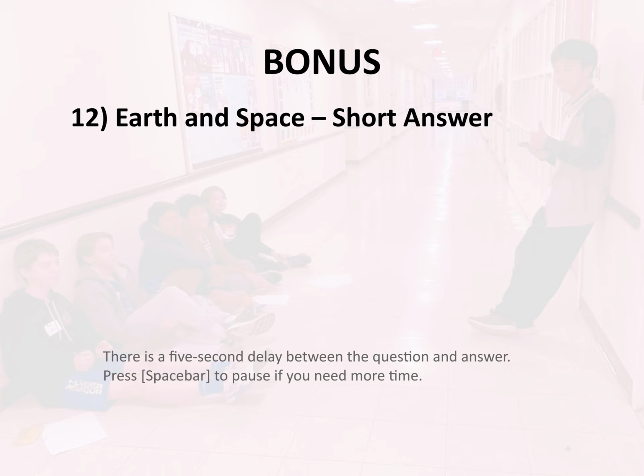Bonus 12. Earth and space, short answer. An alien astronomer is observing our Sun as a flat disk with a temperature of 5,800 kelvins when Jupiter passes in front of it. Given that the Sun has a radius of approximately 430,000 miles and Jupiter has a radius of approximately 43,000 miles and that Jupiter contributes negligible brightness to the system, then, to one significant figure, by what percentage does the brightness of the disk drop when Jupiter passes in front of the Sun?